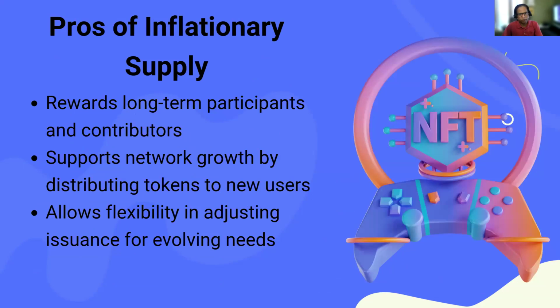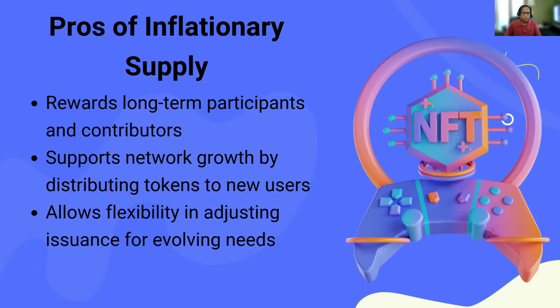The pros of inflationary supply: it rewards long-term participants and contributions. More people are coming in, and they know that the future value of the tokens is going up because it's going to attract more people. Since there are more tokens, more people are going to purchase, and then the value goes up. That is the variable number of tokens in the supply system. It also supports growth by distributing the token to a wider audience.